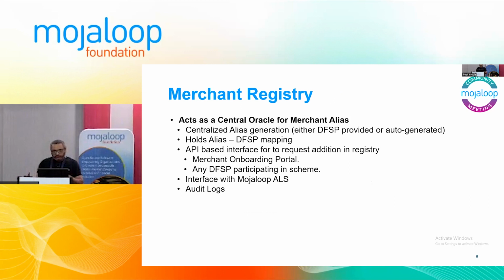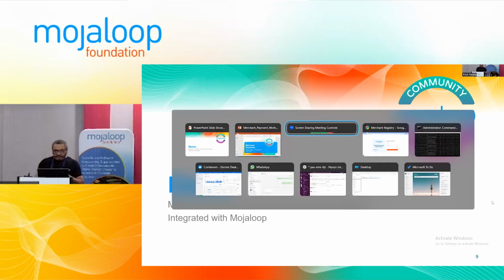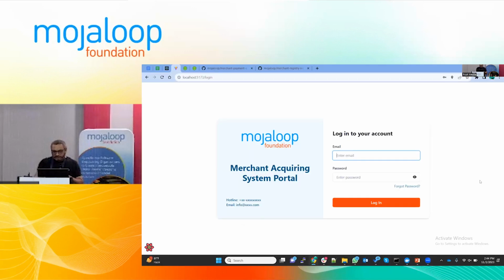So I'll move on to the demo part. This demo is just what the team has done. We spun up a Docker container. This is running right now on my laptop. It contains the Mojaloop test harness system to simulate the transaction and to simulate that Mojaloop is directly talking to the registry component.